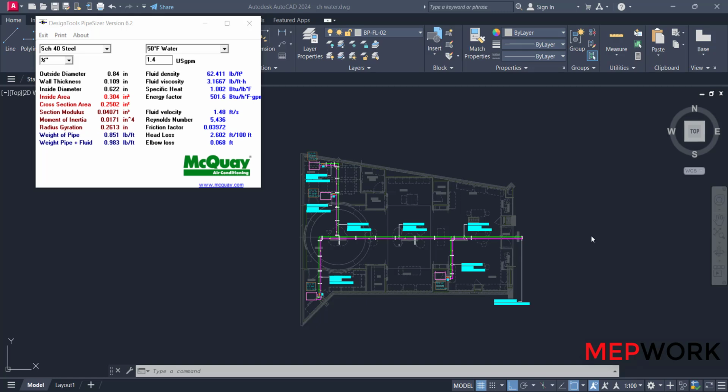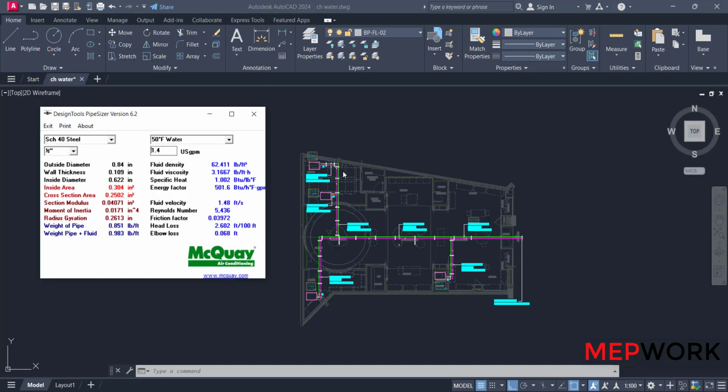Today we will learn how to size chilled water pipes in HVAC systems with McQuay Pipe Sizer. First, if you don't have the software, you can download it from the mepwork.com website, and the download link is in the description. And to apply our calculation, we made this example for a chilled water network.